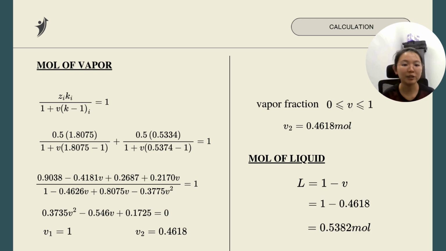Now, for the ultimate question, exactly how much vapor and liquid do we get? By setting up a VLE mass balance, we generate the quadratic equation shown on the left. Solving for our vapor fraction gives us two mathematical roots. We discard the trivial root of 1, leaving us a physical vapor fraction of 0.4618 moles. By subtracting this from our 1 mole feed, our remaining liquid amount is 0.5382 moles.